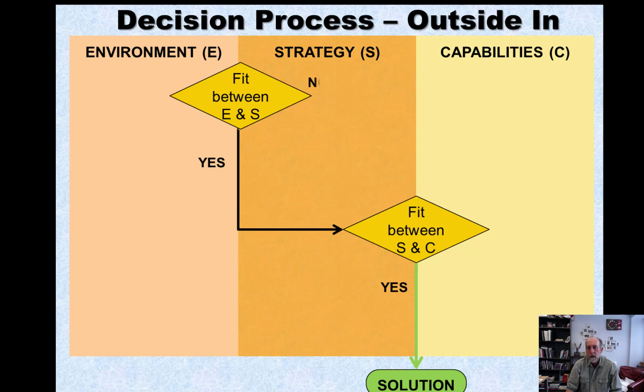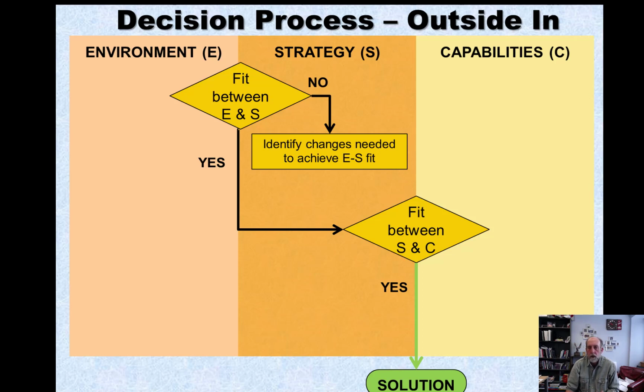So what happens if there is not really a fit between the environment and the strategy? Well, then you can look at changes needed to the strategy to achieve environment strategy fit. You might look at a change in the product or market focus or a change in the value proposition to make sure that what the firm is doing is in better alignment with the environment. Once you get that, then you're back to the fit between strategy and capabilities.